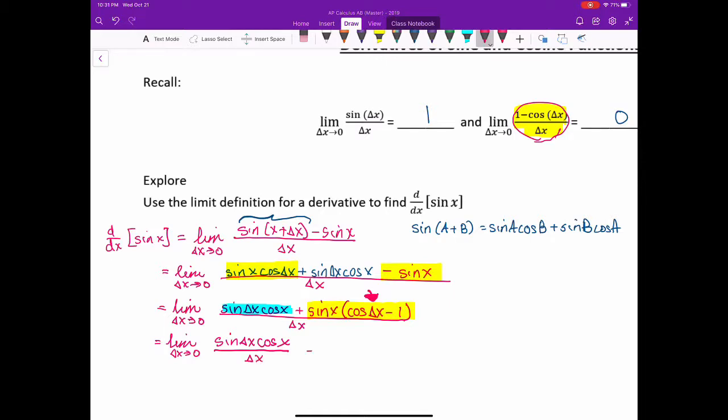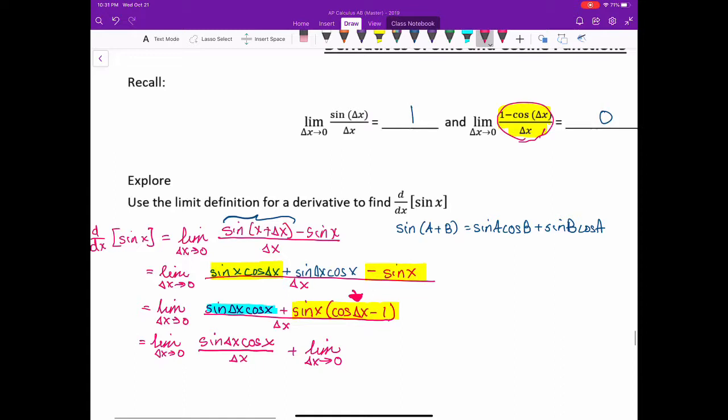And then plus, I can do the second term as a separate limit, delta x approaching 0. But I'm going to factor out a negative so that it will match what I have up there. So I'm just going to write negative sine of x times (1 minus cosine of delta x) over delta x, like that.